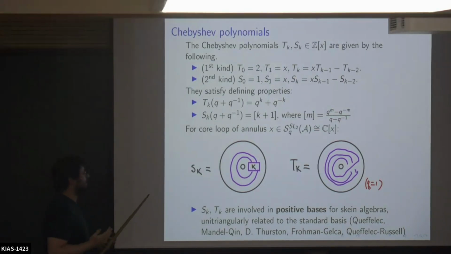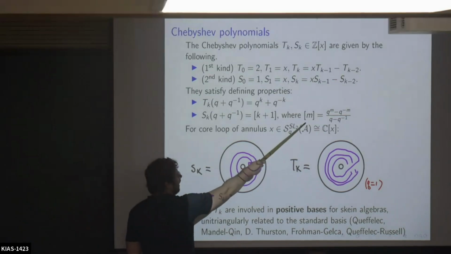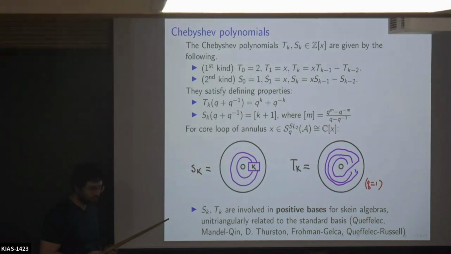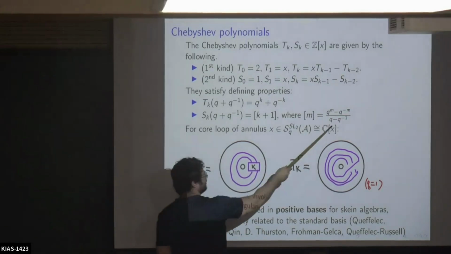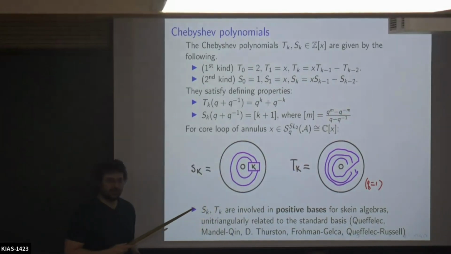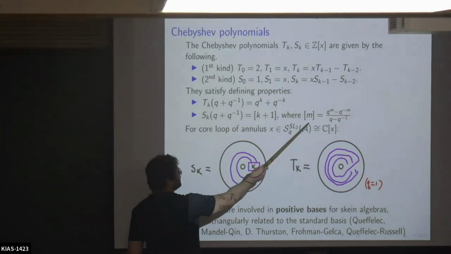S0 should be 1. These satisfy defining properties involving the quantum integers. Here our quantum integer m is defined to be the Laurent polynomial given by this expression. If you expand this as a Laurent polynomial and plug in q equals 1, you just get back the original, classical integer. So that's why it's called a quantum integer.